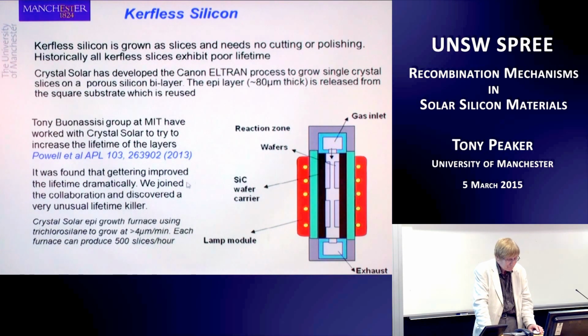Kerfless silicon, this crystal solar, again a collaboration with Tony Buonassi. Tony Buonassi discovered that if you anneal this material, and they had funding as a startup in the States to design this rather fancy furnace, where they could churn out 500 slices an hour grown on porous silicon. It's very high quality material, and they use trichlorosilane to do that, and heating from lamps.